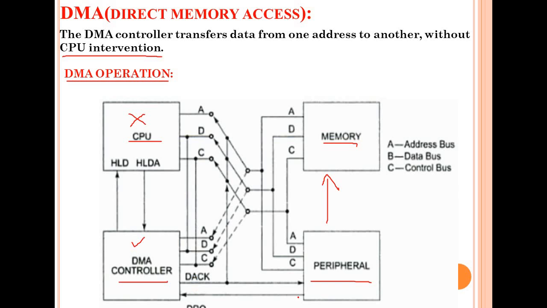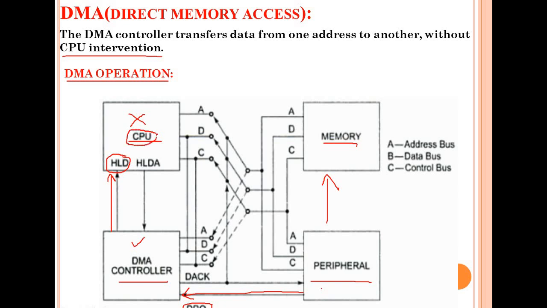Whenever the peripheral needs to transfer data, it will request the DMA controller through a data request signal, saying that it is ready to transfer the data. When the DMA controller gets the data request signal from the peripheral, it intimates the CPU that a data transfer is there from peripheral to memory. Then what will the CPU do?